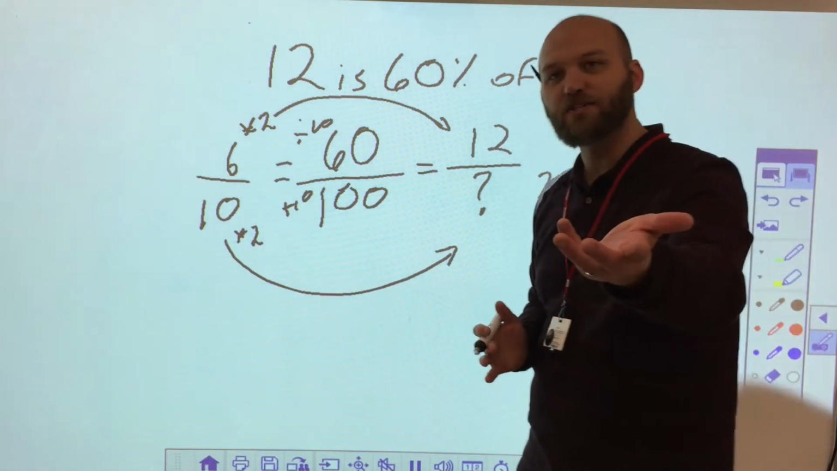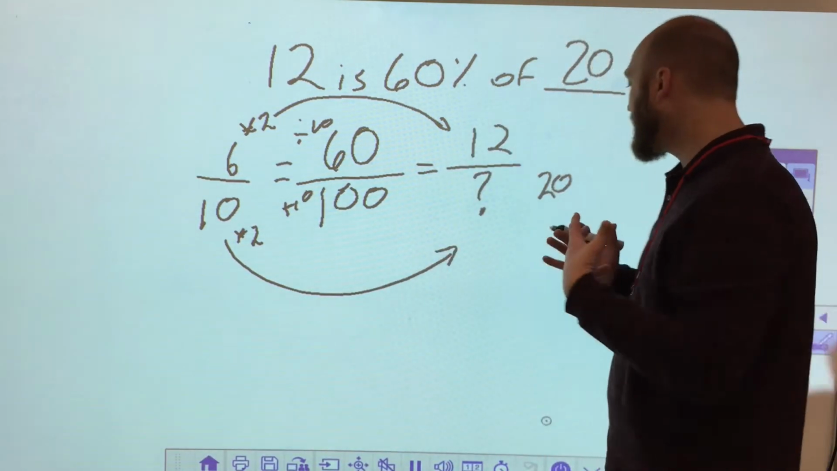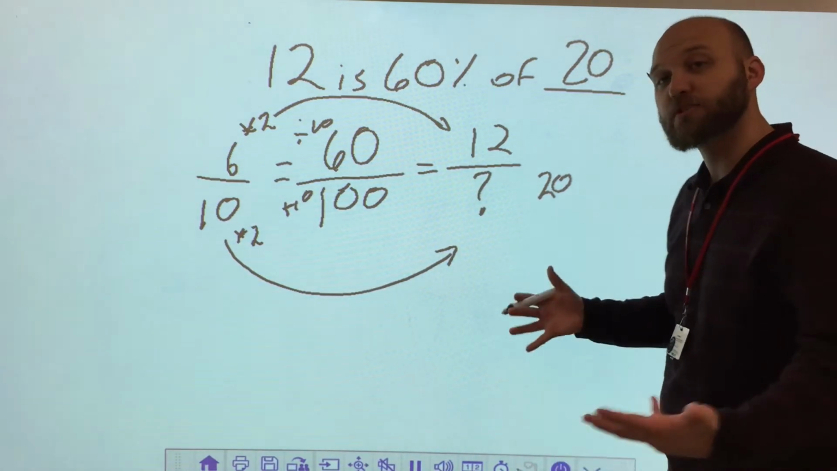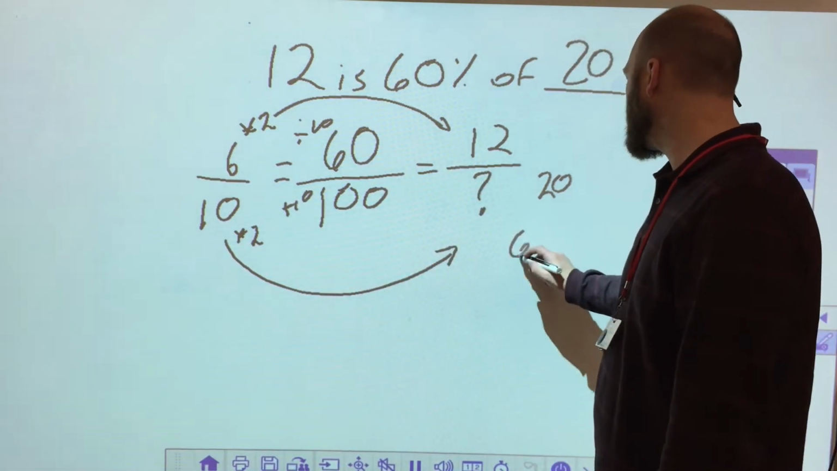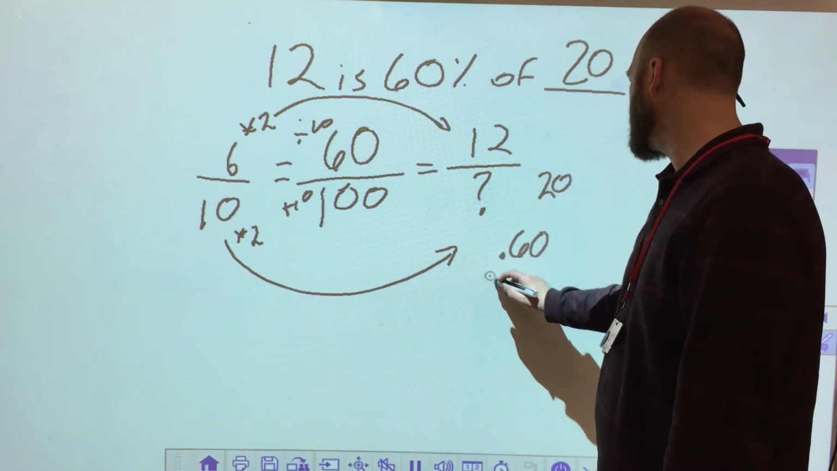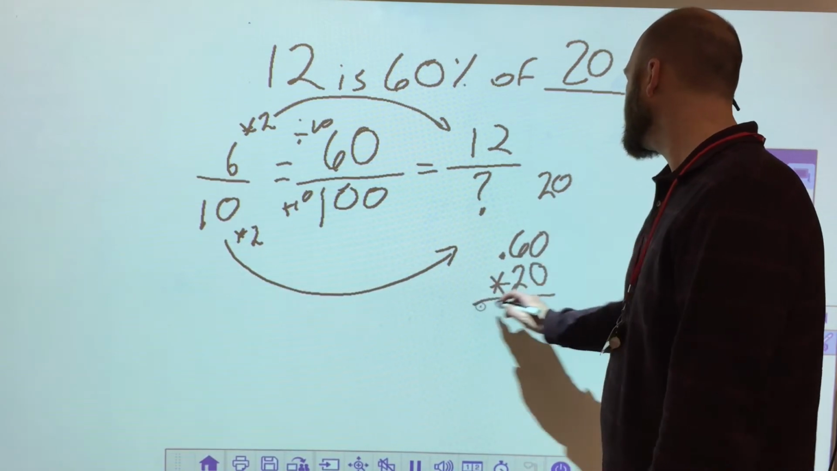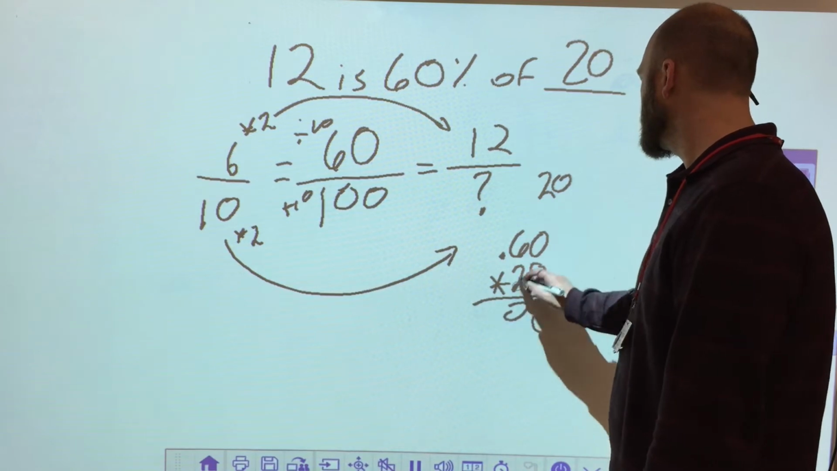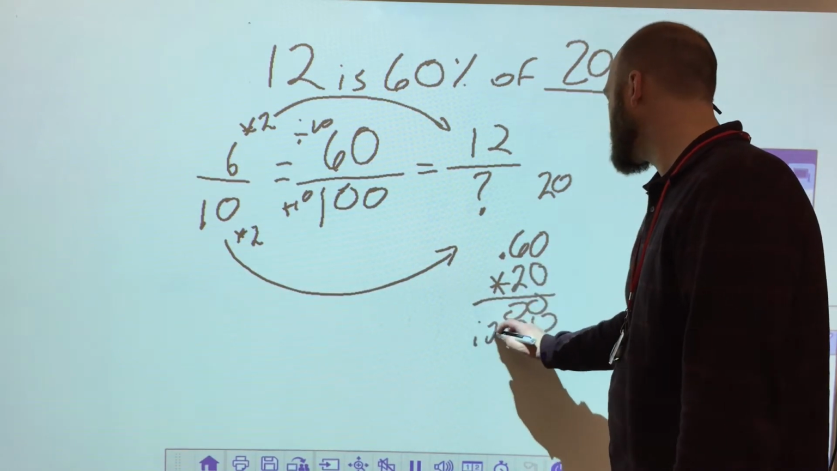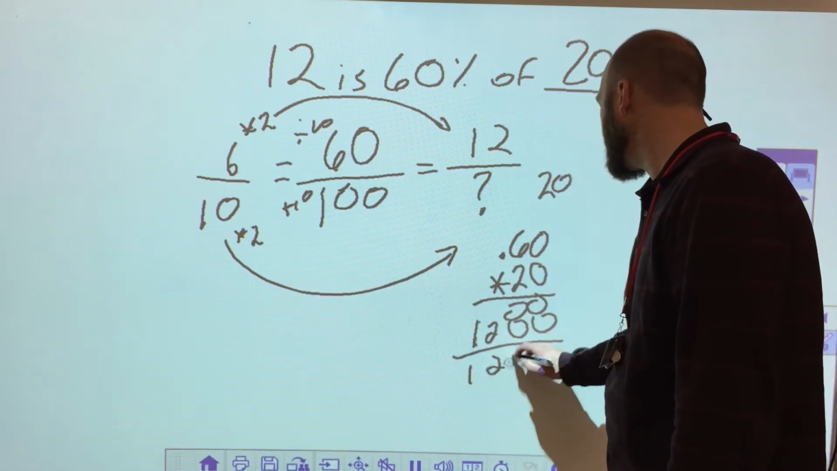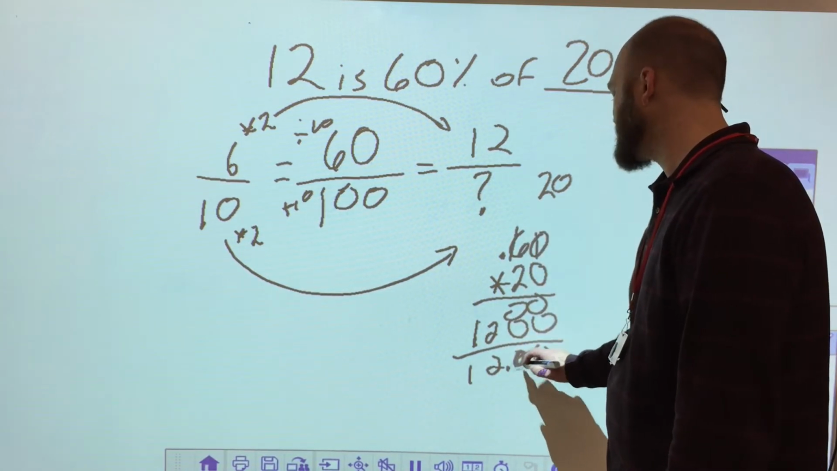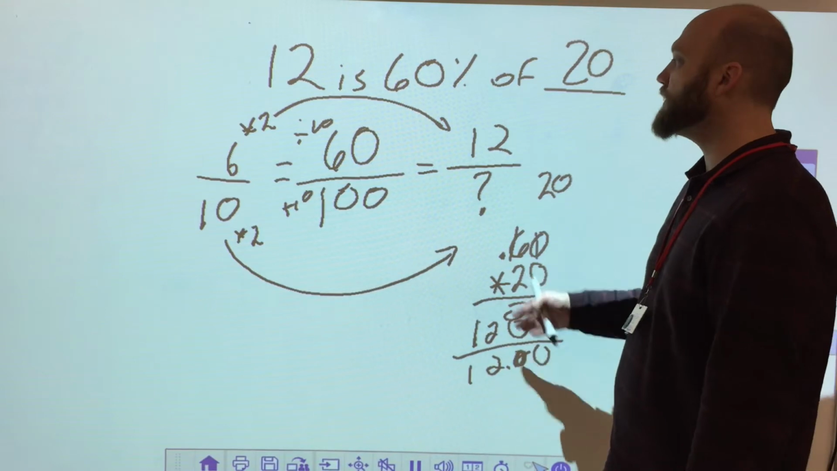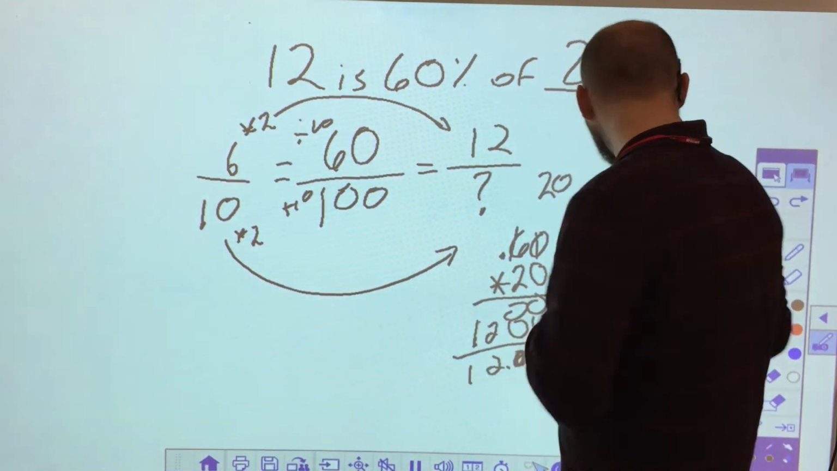And I can go back and check my work. I can take my calculator and say, well, 60% of 20, maybe you'll try it as a decimal, right? So 0.60 times 20, 0 times 0, 2 times 0, 2 times 6, and I get 2 digits there, 2 digits there. And I find out that it's 12. I've checked my work. I've verified.